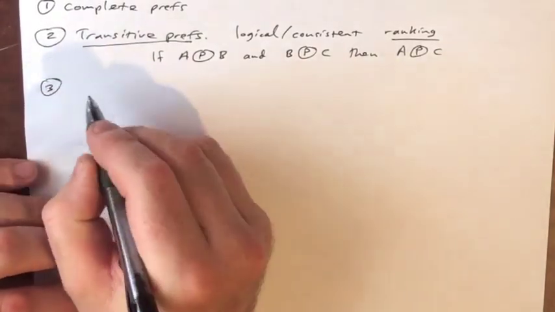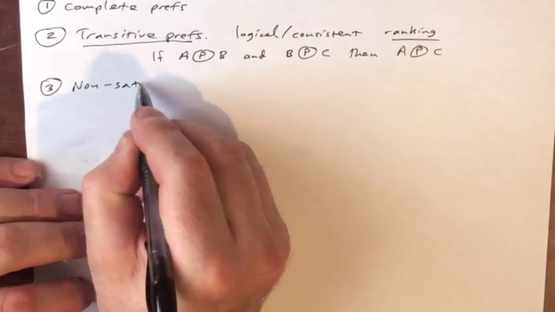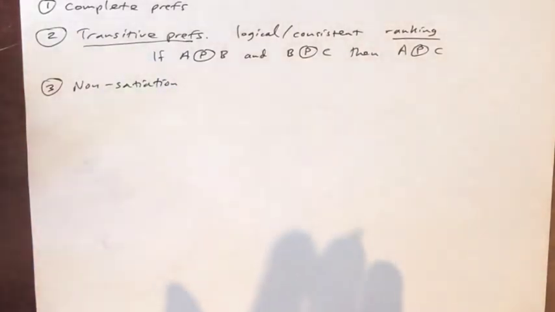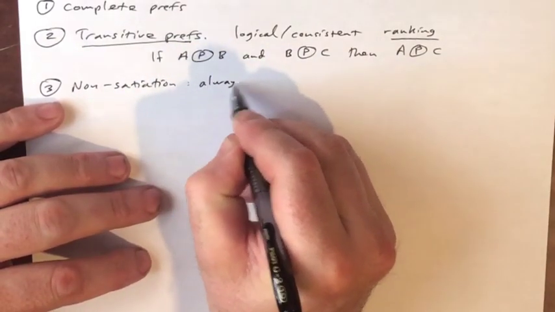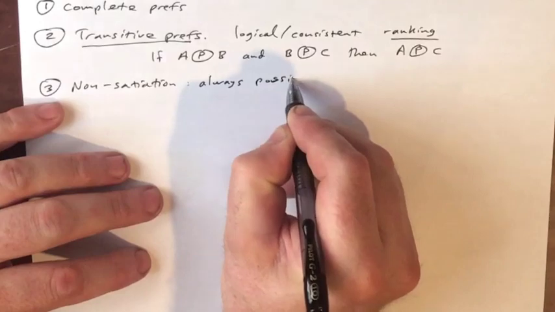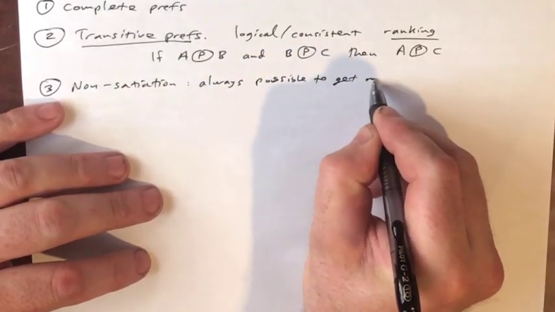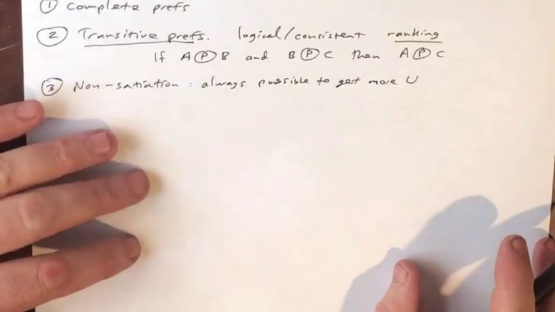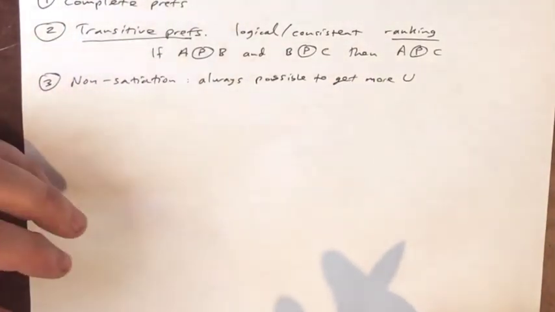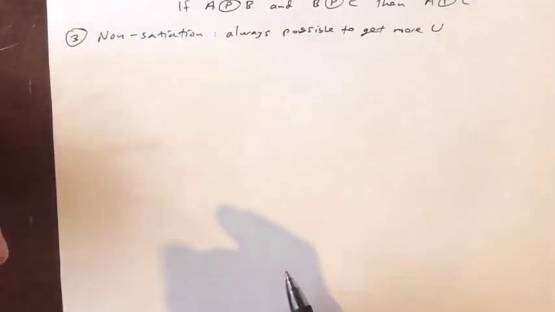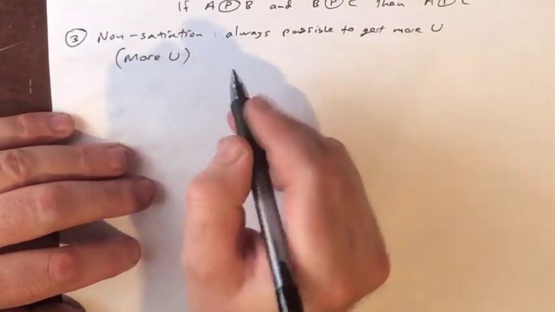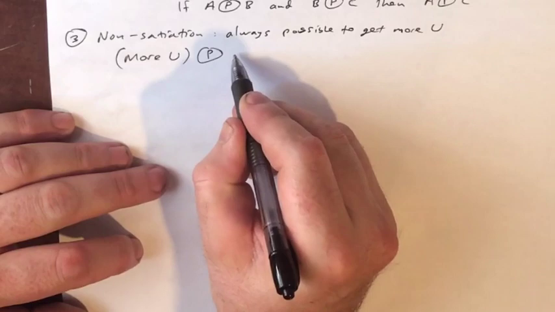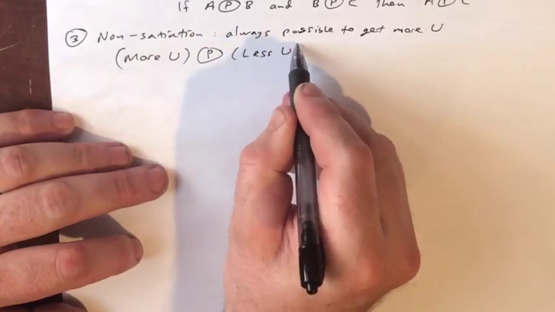The third one is called non-satiation, right? Non-satiation basically just says, look, it's always possible to get more utility. Utility itself never ends, right? Utility never ends. And more utility would always be preferred to less utility, okay? So we put it this way, right? More utility, so that's one choice, preferred to some amount less.